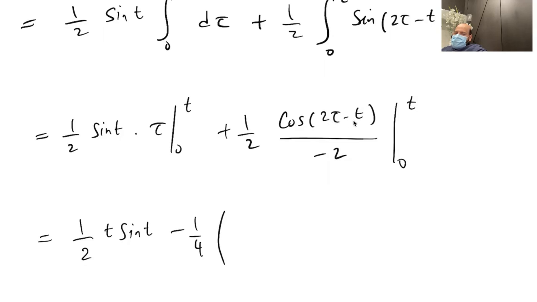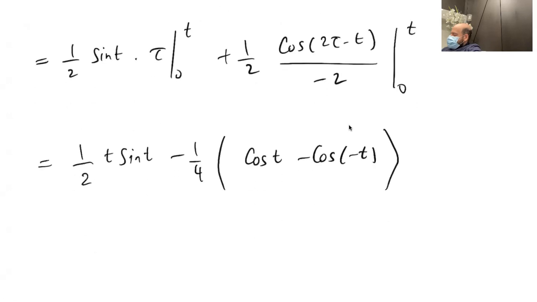If I put t instead of tau, cos 2t minus t means cos t. And then if I put 0, I'll get minus cos minus t. If you replace tau with 0 here, you will get cos minus t. But what is cos t minus cos minus t? cos t minus cos minus t is 0.